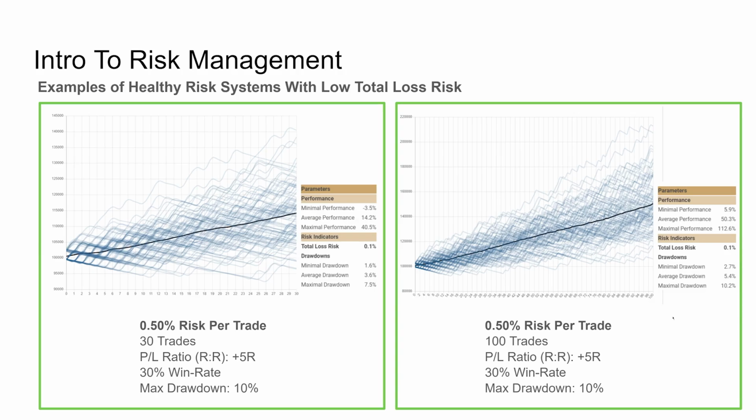And over a series of 100 trades, we can expect that we'll probably get a 50% gain. At minimum, maybe 5.9%. At maximum, 112%. But again, these are outliers. On average, we're going to fall within this range, right?